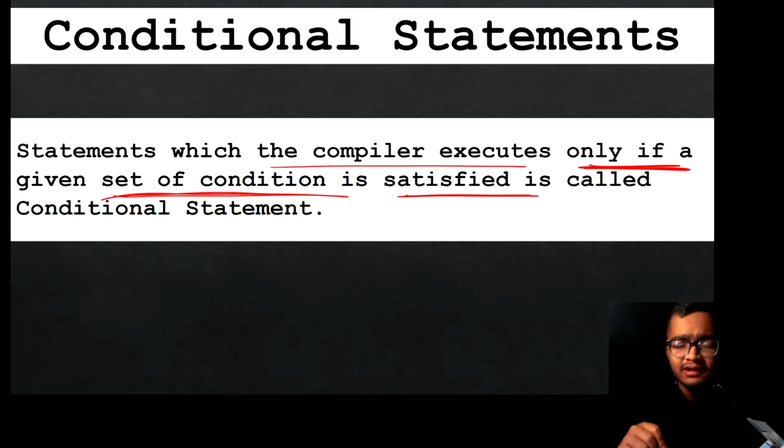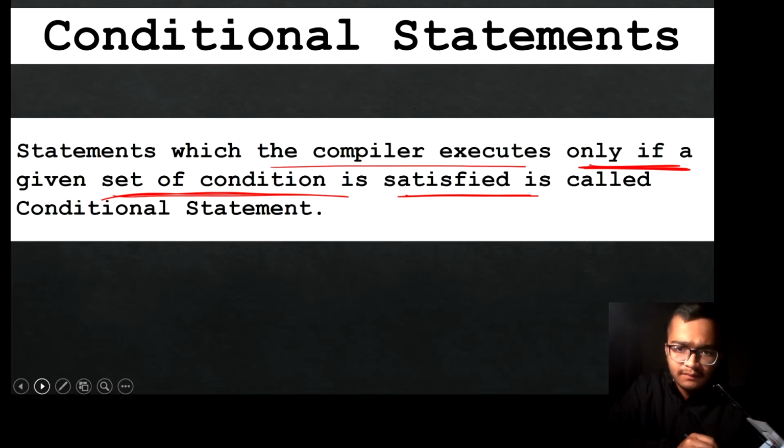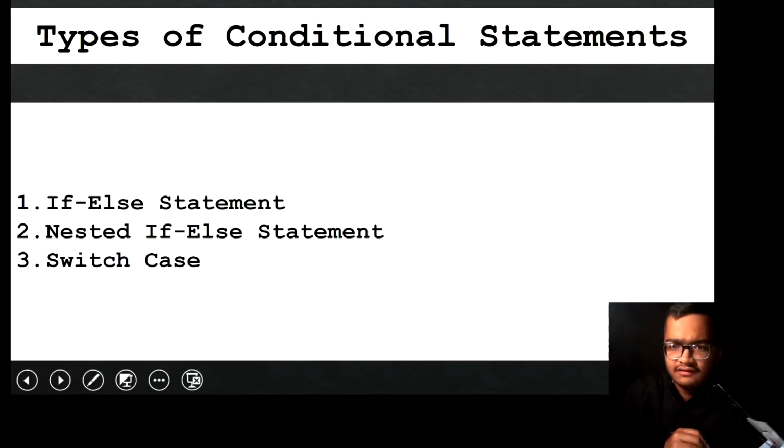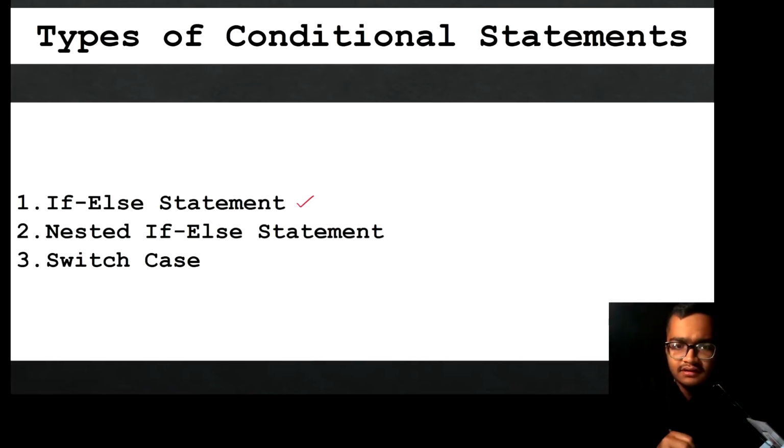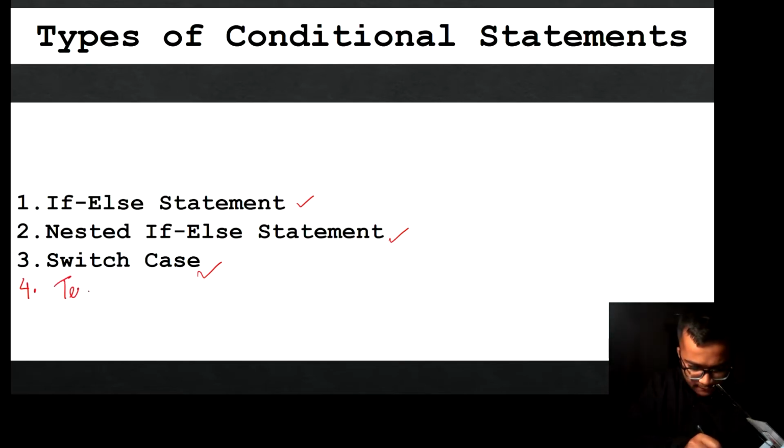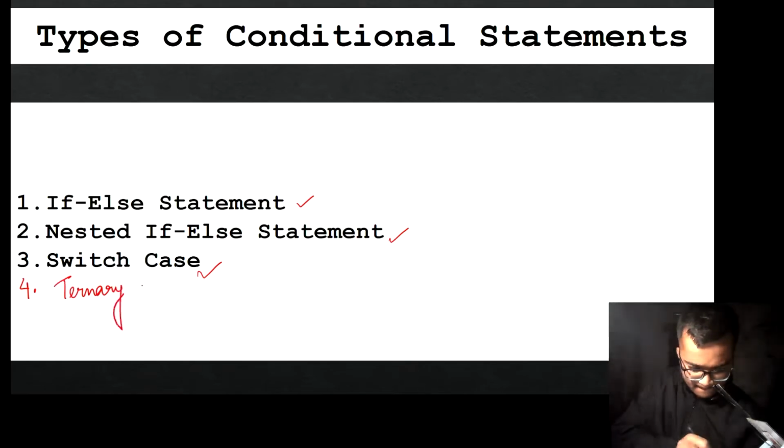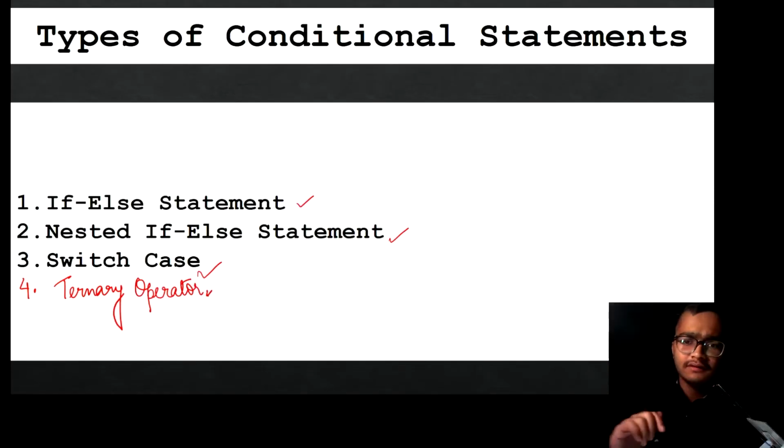So how do we implement conditional statements in our C program? We implement them by using the if-else statement, by using the nested if-else statement, by using the switch case statement, and also, number 4, by using the ternary operator. We have learned what the ternary operator is, right? The operator which works with 3 operands. In the previous video we learned what the ternary operator is.